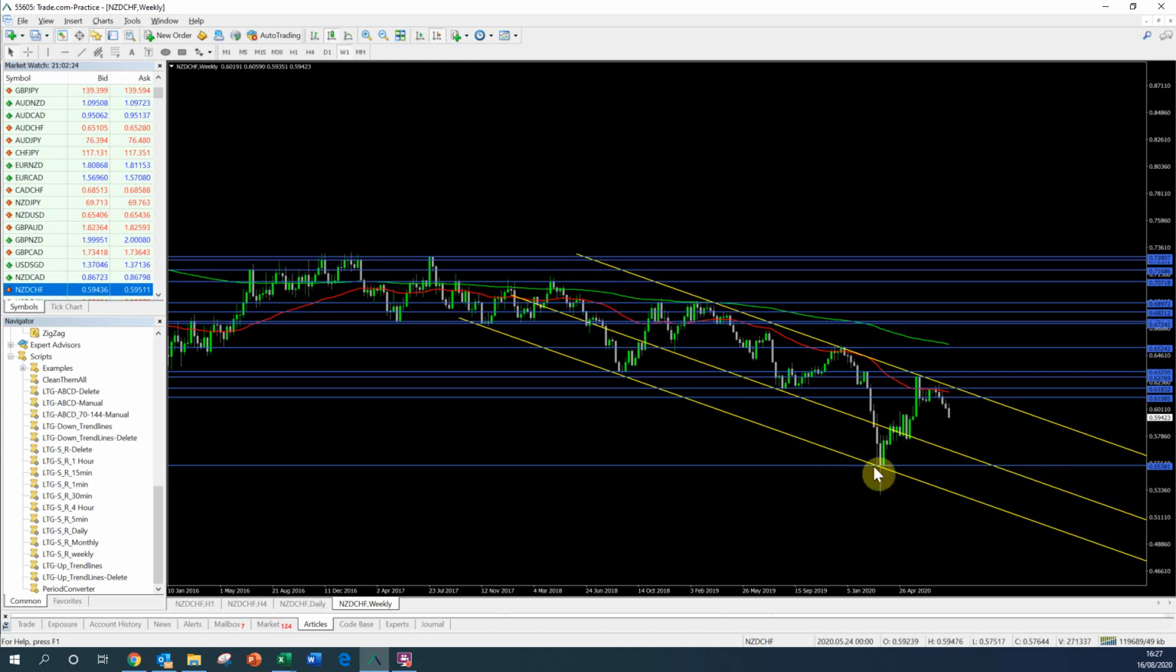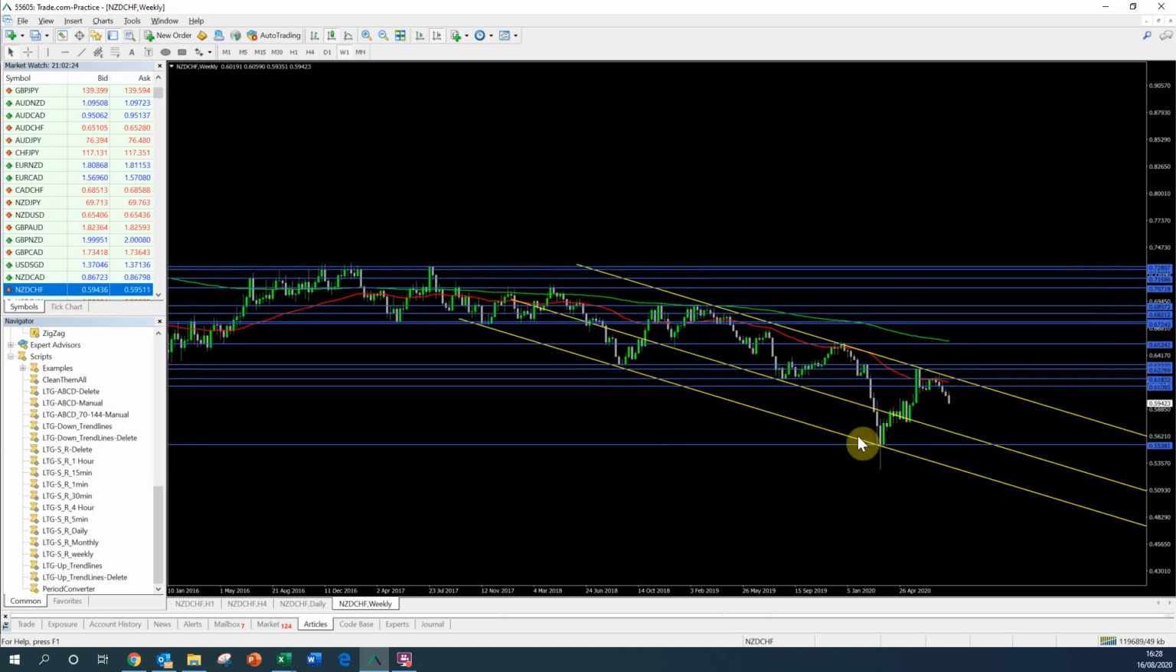we have absolutely nothing in this area on the weekly chart to stop us from getting to this channel resistance, this channel support, and also this support line here. So it cements the fact that the New Zealand dollar is looking weak and the Swiss franc is looking relatively strong. And pairing these two together, I'm looking to take short positions all the way down to these levels here.